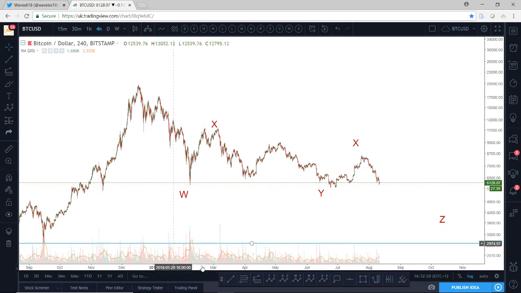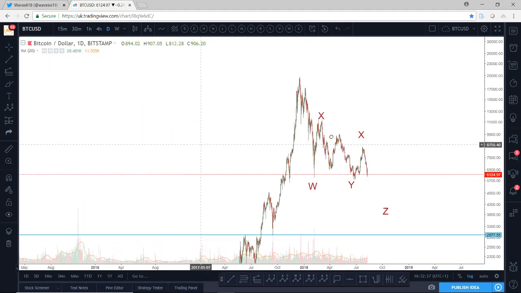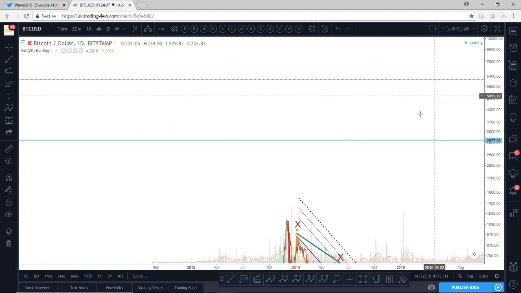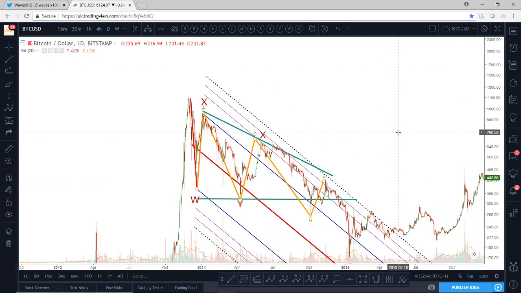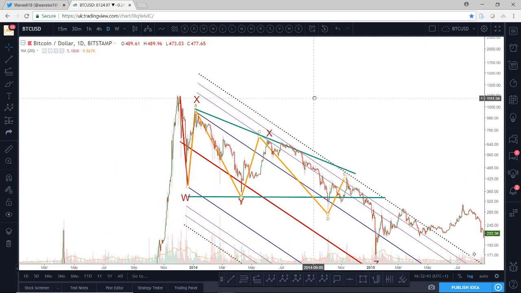So if it were a triangle, we'd be labeling it WXY. So that would be our W, the whole of the triangle would be X, and then our final wave would be Y. So that's one way of looking at it. And the reason I say that is if we just look back at what happened in 2014, we can see a similar play out here.